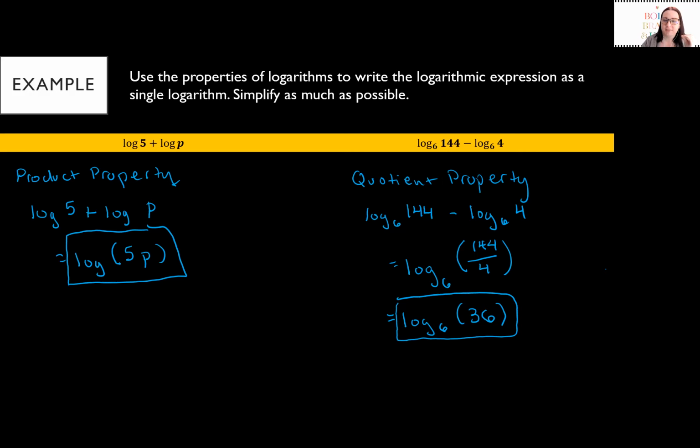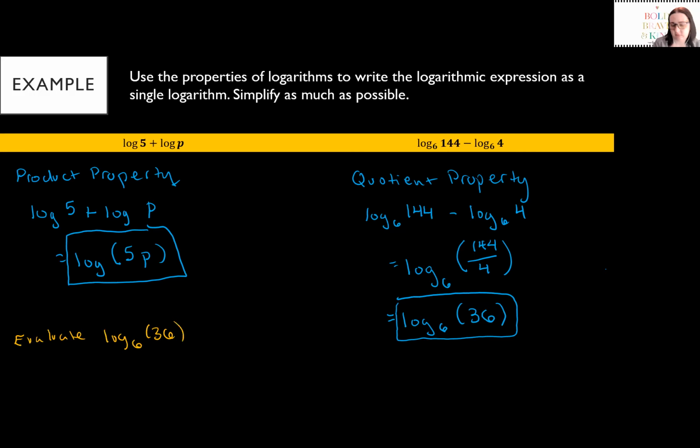We can actually evaluate this. So the word evaluate means find what this is equal to, like whatever the actual number value is of this. So this problem doesn't ask for that, but we could do that. So if we were to evaluate log base 6 of 36, we can use these rules, these properties.